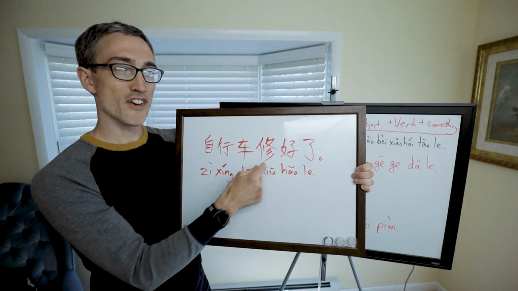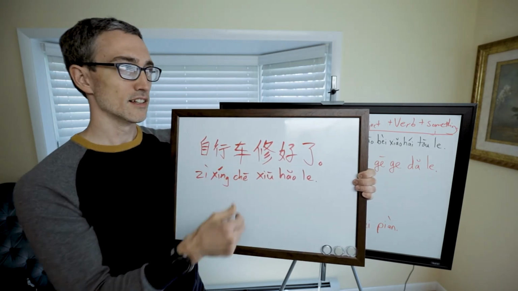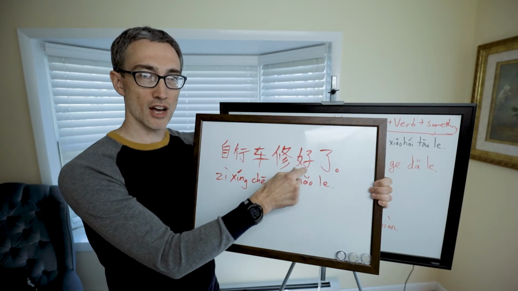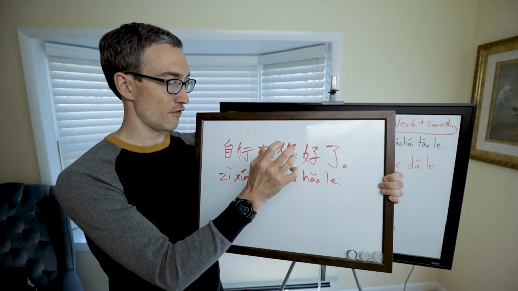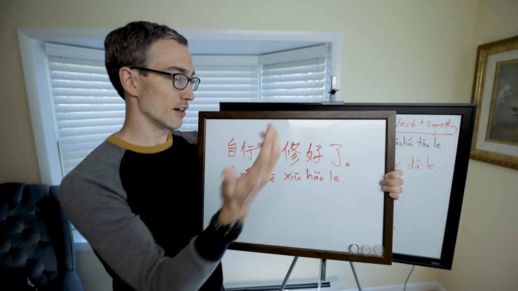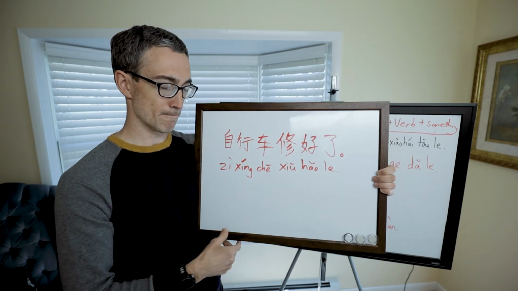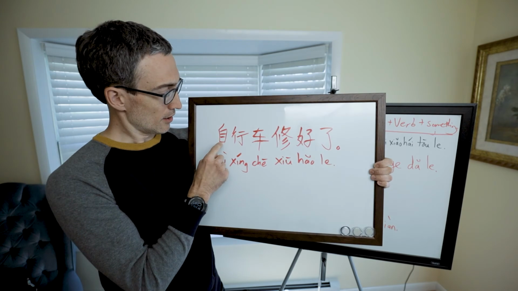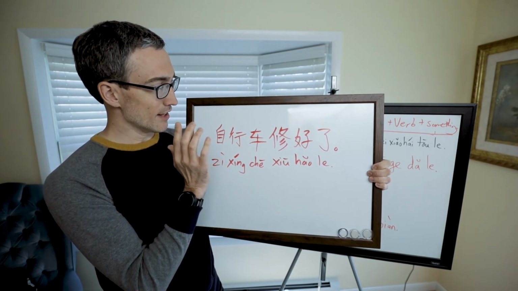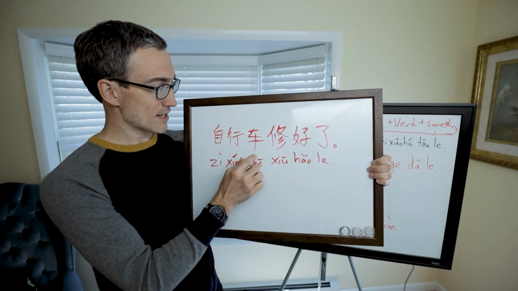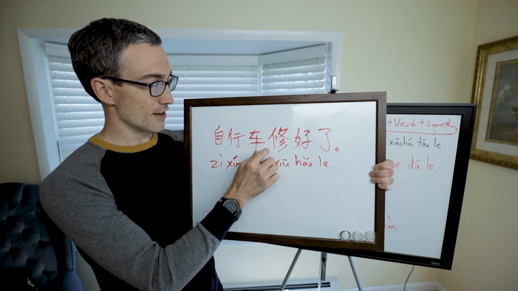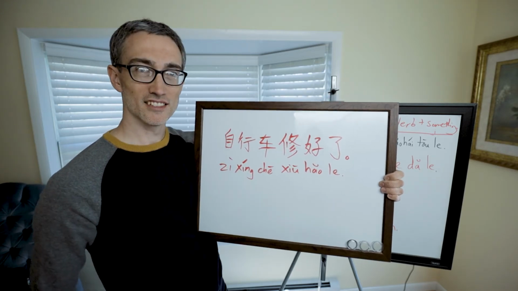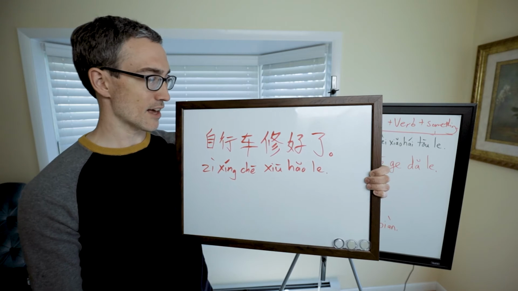修好 means to be fixed and done. It's like to fix with completion. 好 means fixed, completed. And then la, in this case, is just completion in the sense that the verb has been completed. So literally it says bicycle fixes la, or fixes finished la, or something like that.